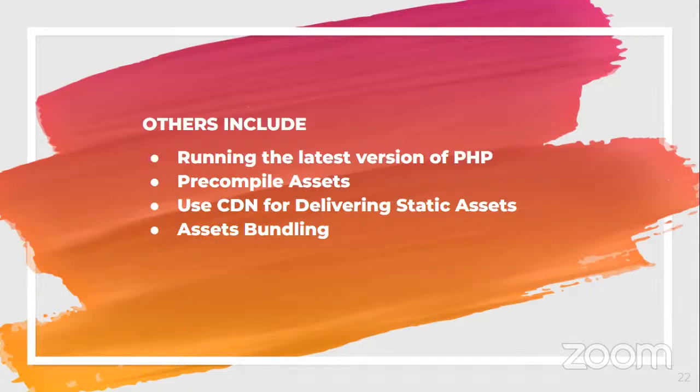Then we have precompiled assets. Then we have using CDN for delivering static assets. So the use of CDN makes it also fast. For instance, you could use links to pictures from a website instead of storing the pictures themselves. This makes it a bit faster. So using CDN for delivering static assets, instead of using your own personal files, you just get a link and use them. Then we have asset bundling too.